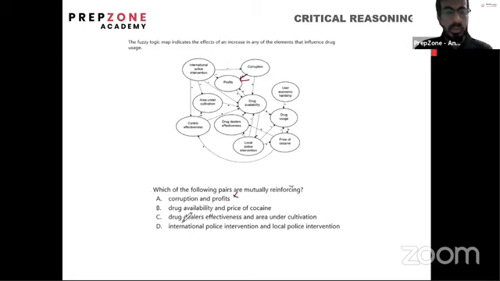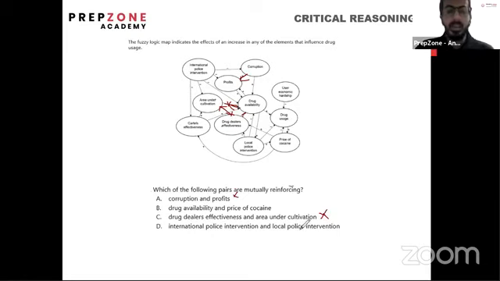Let's look at the other one. Let's look at C. Drug dealers' effectiveness and area under cultivation. So drug dealers' effectiveness is here, and area under cultivation is here. So you see over here, there is no connection between these two. There are no arrows that indicate which goes from here to here. If there is no connection, and this does not come back to this, then again this has no mutual enforcement.